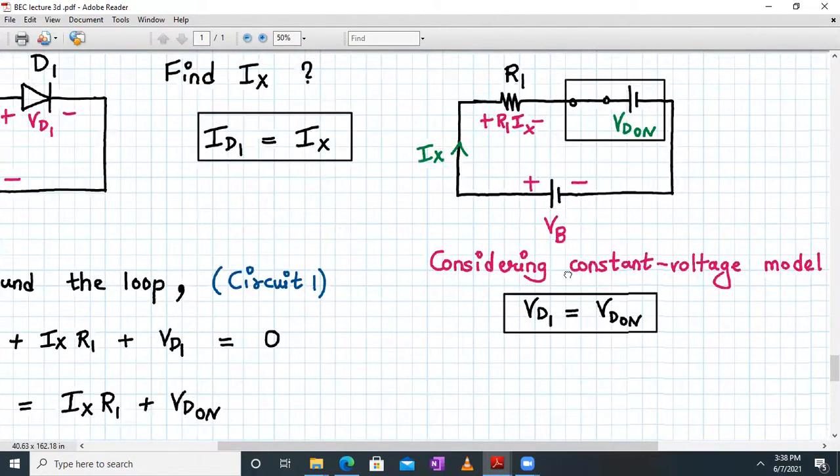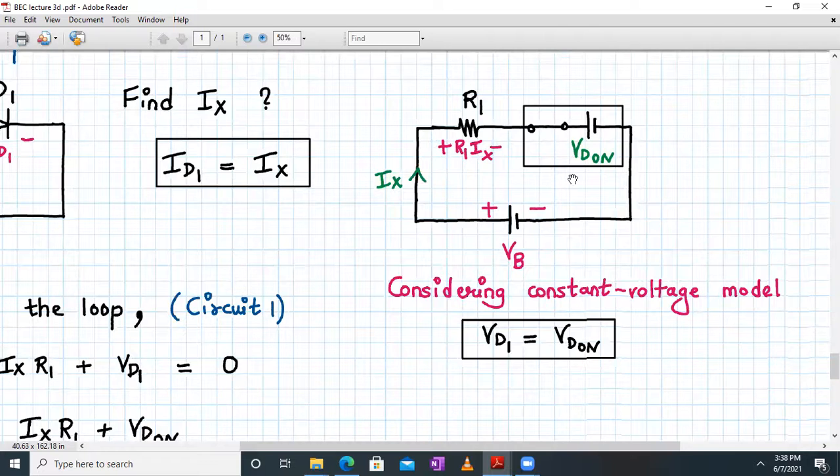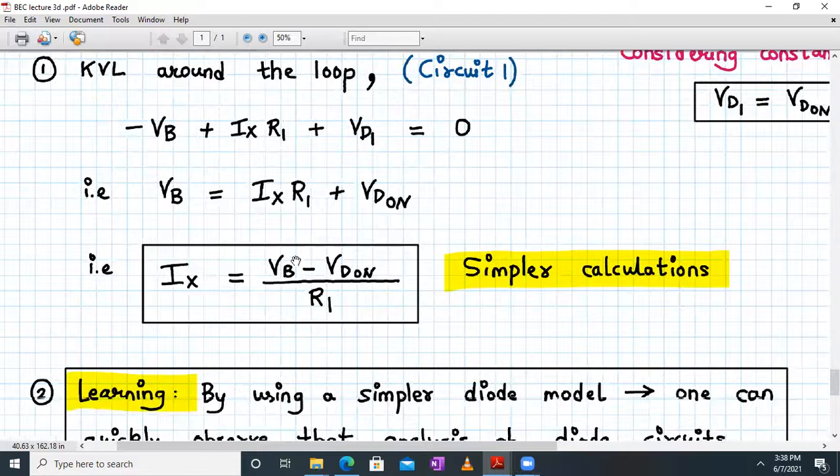Now, if I have an ideal diode model instead, you don't even have a supply over there. So that VD on is also zero. So IX, in case we use an ideal diode model, will be VB upon R1, which is again not a very good approximation, but it will give you a quick value of IX.